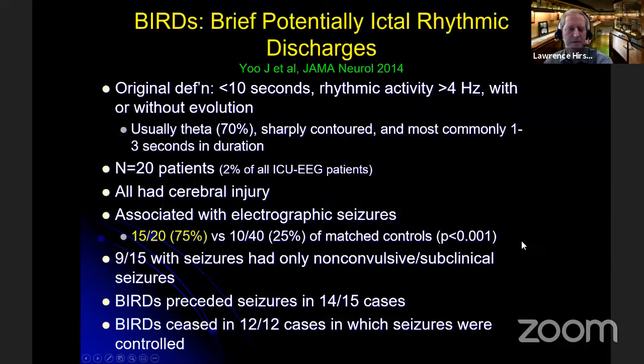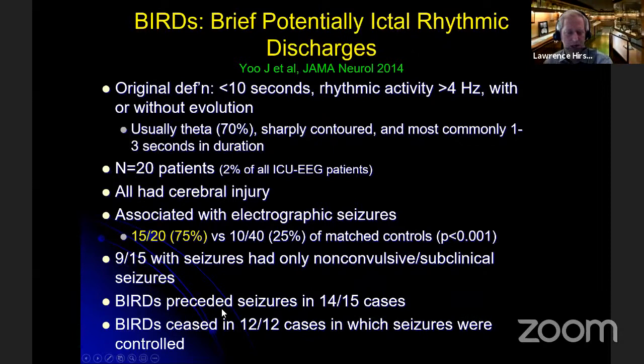So the original paper was all in the critically ill and defined it as a less than 10-second run of rhythmic activity that had to be greater than 4 hertz. And it could be with or without evolution. It was usually sharply contoured theta and usually just a couple seconds long. And they found that 75% of these patients had electrographic seizures as well as their birds. And that was much more than a matched control group.